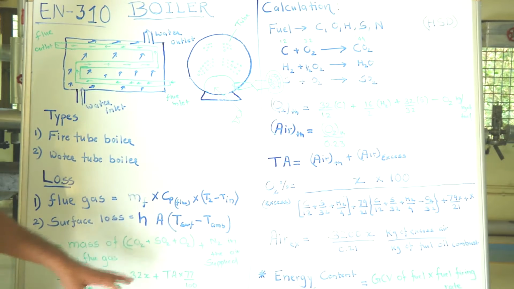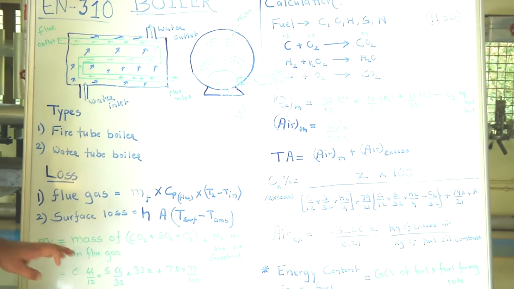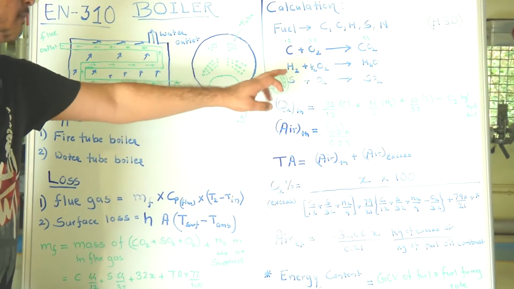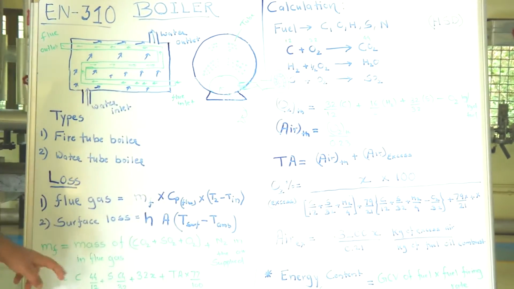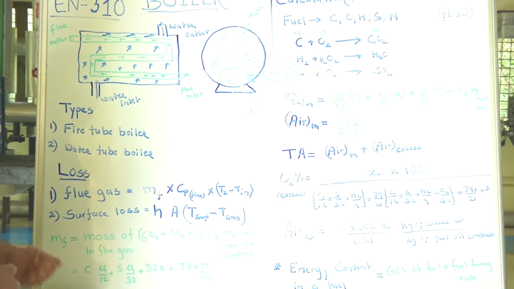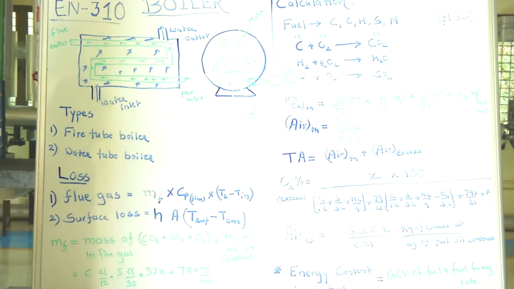So if we add all these things, we can get, with the help of the stoichiometric equation like C plus O2 gives CO2, H2 plus half of O2 gives H2O, like that we can calculate the formula, and with the help of this we can calculate the MF, and from this we can get the flue gas losses.